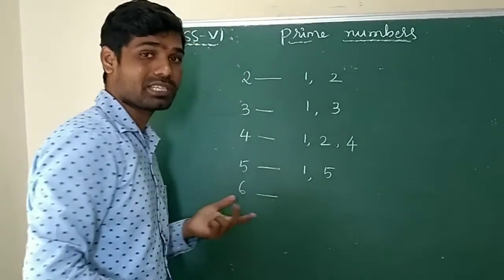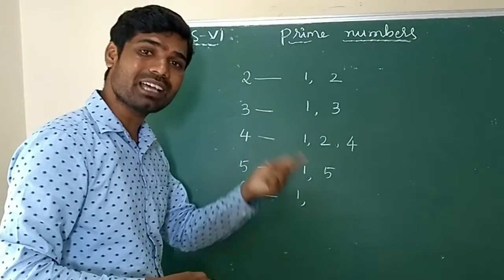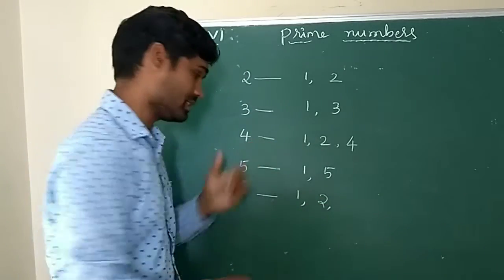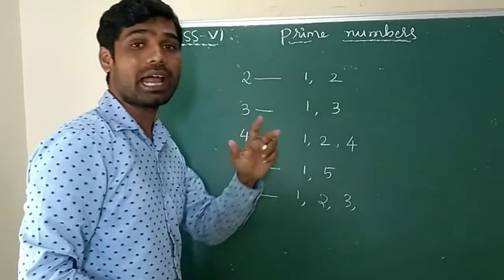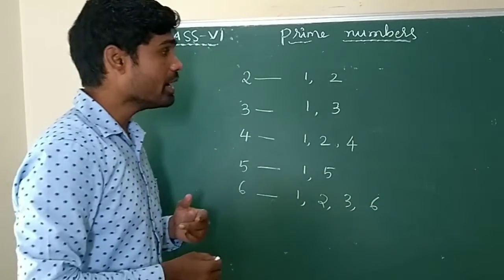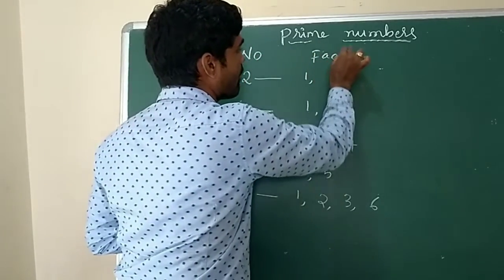Now 6. What do we have for 6? It is divisible by 1. Again 2 3s are 6, so 2 is also a factor, and 3 2s are 6, so 3 is also a factor, and 6 1s are 6, so itself. Here, you observe, for example, these are the numbers and these are the factors.